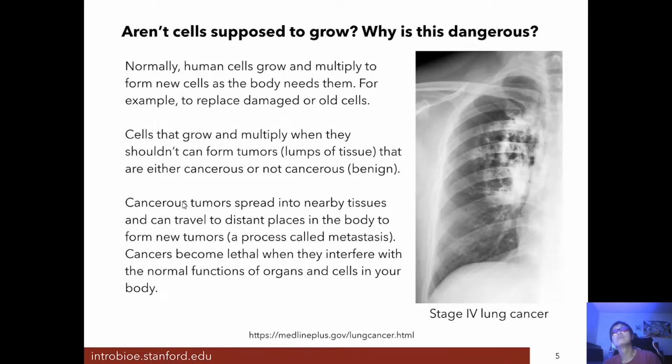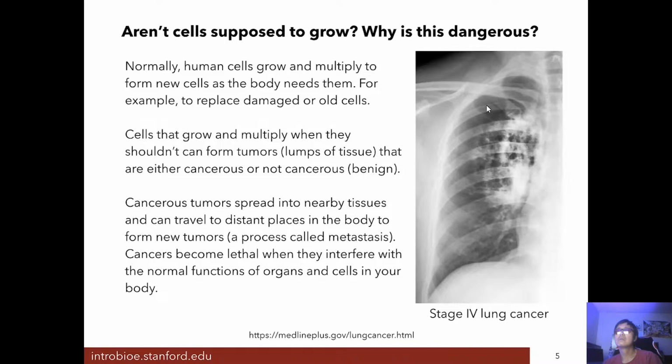Now, cancerous tumors can spread into nearby tissues and can travel into distant parts of the body to form new tumors. This traveling into distant parts of the body is a process called metastasis. And cancers become lethal when they interfere with the normal functions of organs and cells in your body. So you can actually live for a pretty long time with a tumor as long as it's not interfering with the function of the organ that it's growing in.